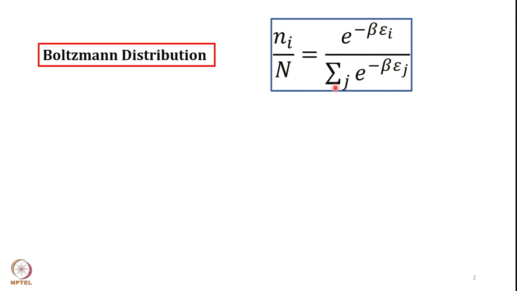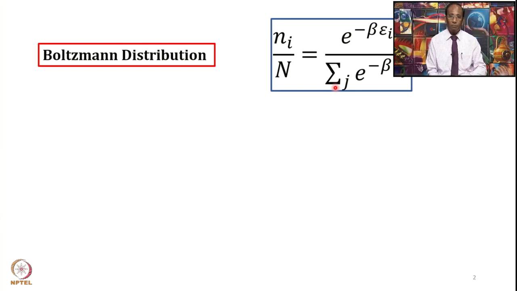In the derivation of this expression, we used the method of undetermined multipliers. And in that method, we had two constants, alpha and beta. Alpha we have already accounted for, and we will soon find out an expression for beta.